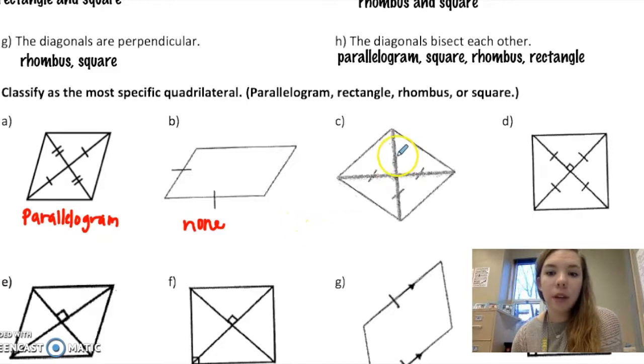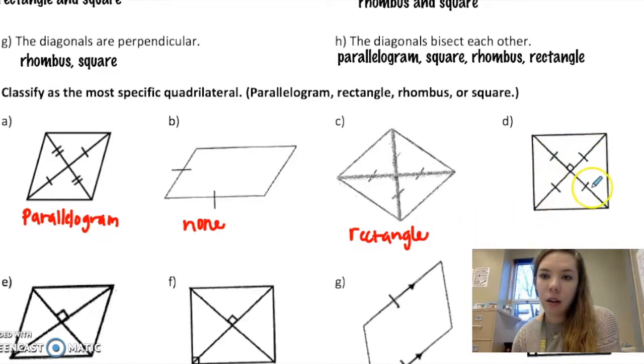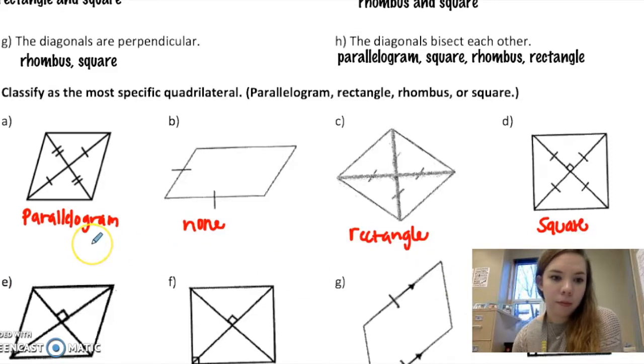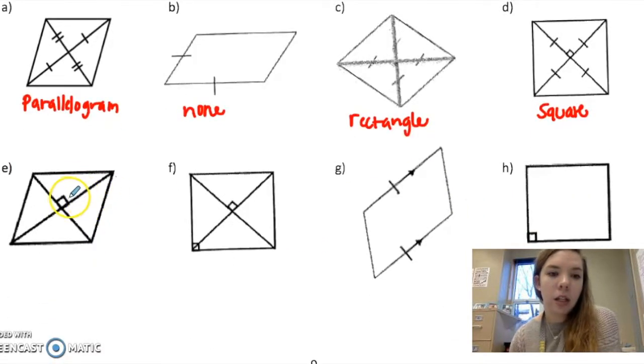For part C, if all of these pieces are the same, but we don't know anything about the outside ones, we can use a rectangle. And then here, since we know that these are 90 and all of them are the same, it's a square. For E, we know they're 90, but we don't know anything about the lengths, so this would be a rhombus. Here we know that this is 90 and these are 90, so it could be a square.